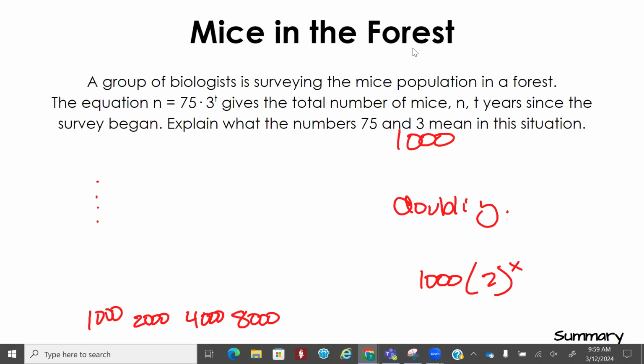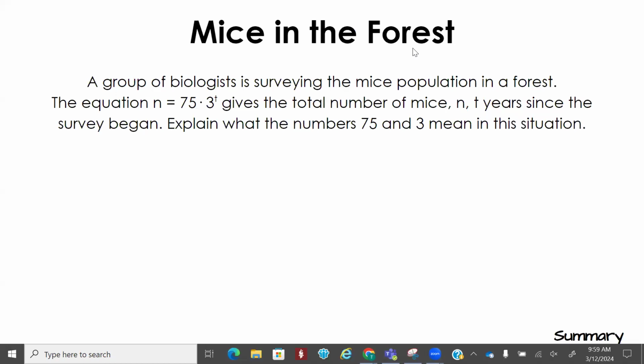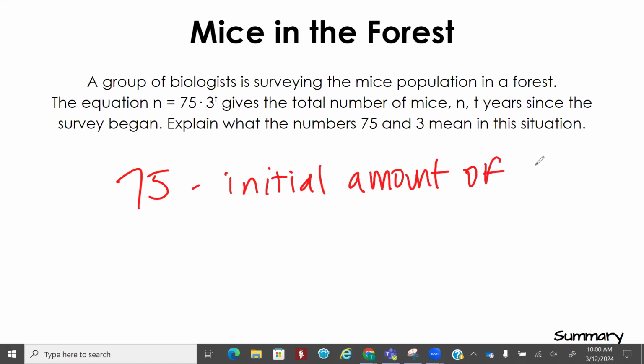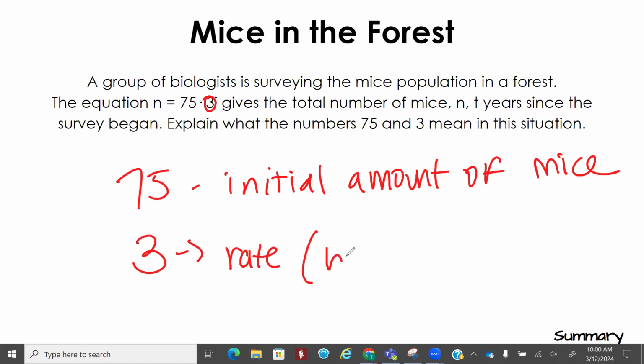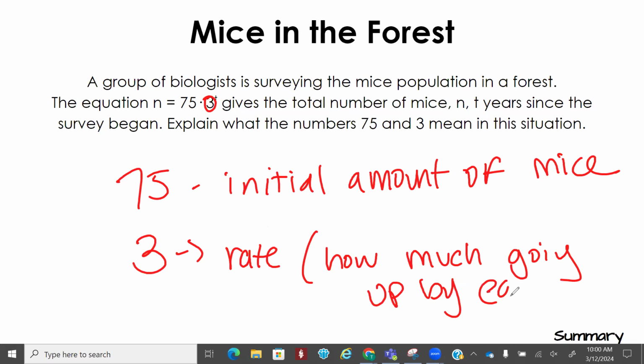So what does that 75 represent? The initial. 75 represents the initial amount of mice, right? So 75 represents the initial amount of mice. Okay. And then 3, what does that represent? What does that 3 represent? We call that the rate. Okay, so how much they're going up by each year. Does that make sense? Okay, there's a question on your test that's just like that. Make it be easy because it really is. Okay.